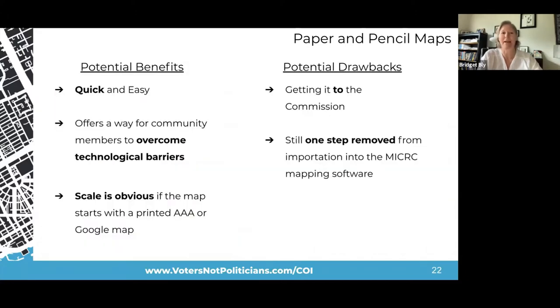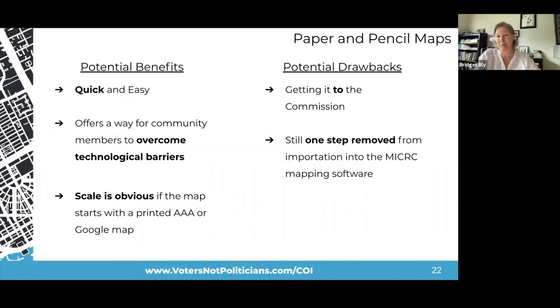Paper and pencil maps have really great benefits. They're quick and easy, right? They offer a way for community members who face technological barriers to still submit a map that the ICRC, the commission, can interpret. And if it's a printed out Google map or a realtor's map or a school district map, then the scale is obvious, and there are often landmarks on it that will help the commissioners interpret that map when they get it.